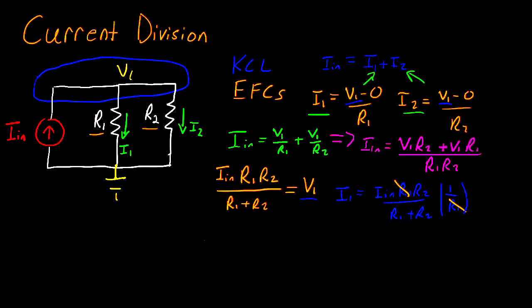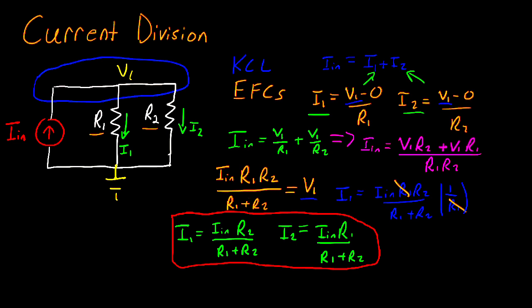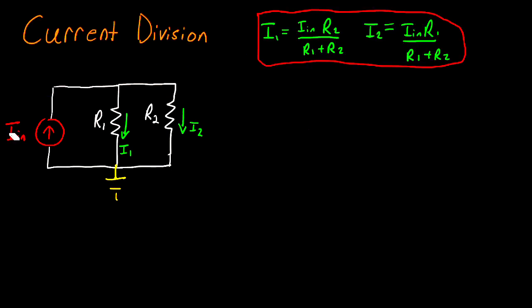And this gives us the final relationship that I1 is equal to I in multiplied by R2 divided by R1 plus R2. Similarly, we can say that I2 equals I in multiplied by R1 divided by R1 plus R2. And these are the current division equations. So let's plug in some values. Let's make this 10 amps, let's make this 3 ohms, and let's make this 7 ohms.